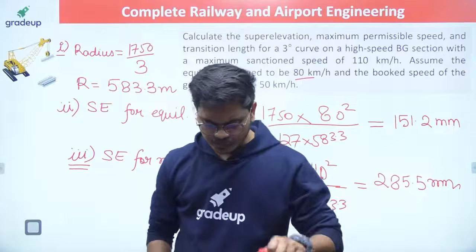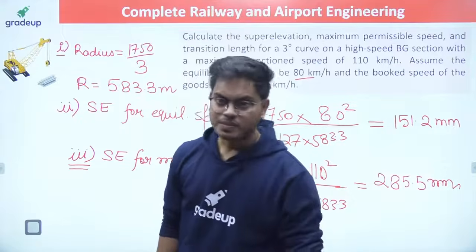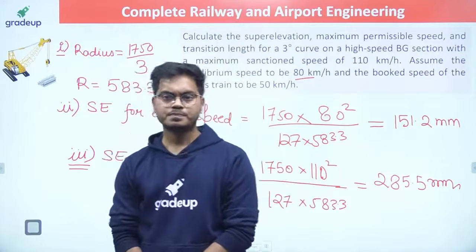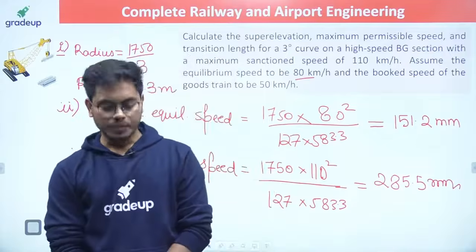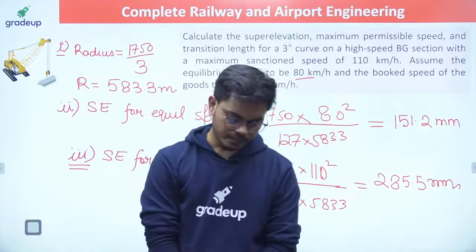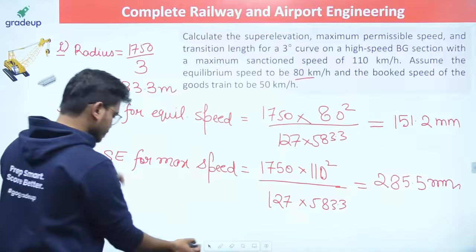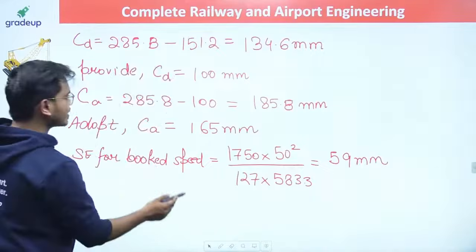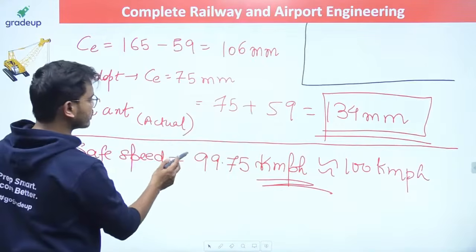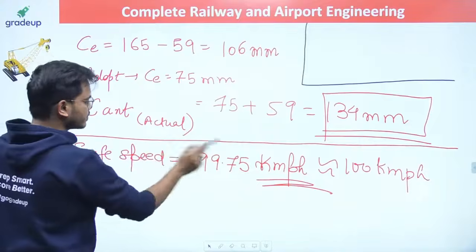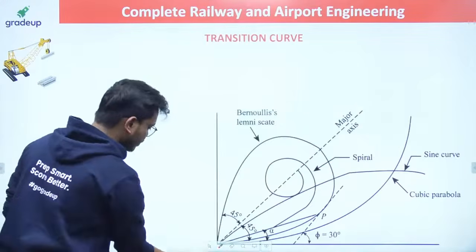Also, please get me the value of transition length. Okay, let's solve this. I will see quickly. The value of actual CANT here was 134 mm. CANT efficiency was 100 mm. Cool. So I'll be solving here only.